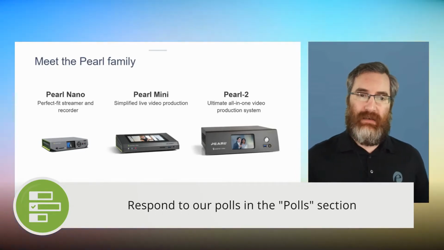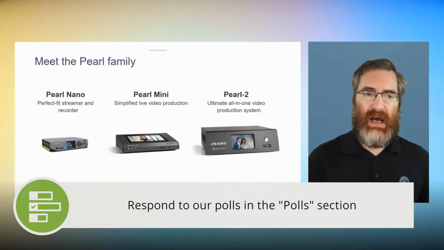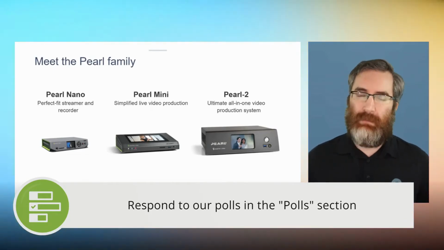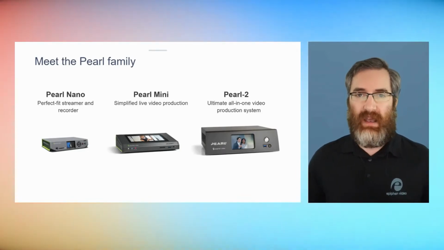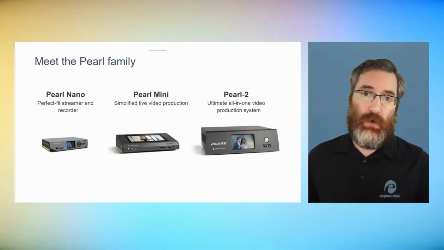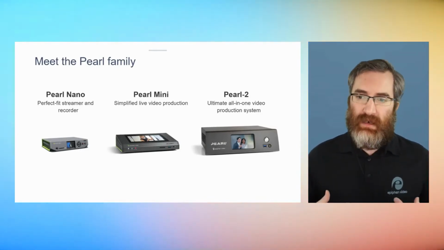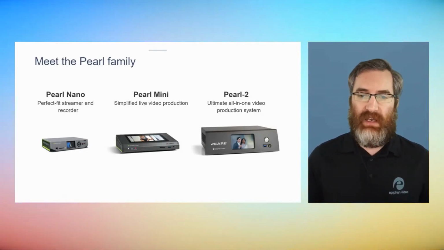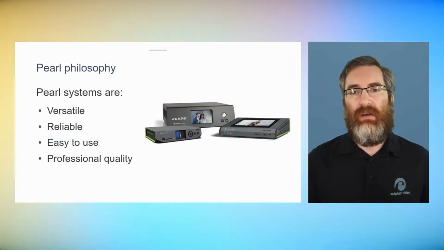Pearl Nano, geared to be that perfect fit, small, compact, streaming and recording. Pearl Mini, sort of that simplified entry into live production on a single dedicated box. And then the Pearl 2 being the biggest one, really the big all-in-one production system. And we're going to break that down today as to what that looks like and how we might use those.